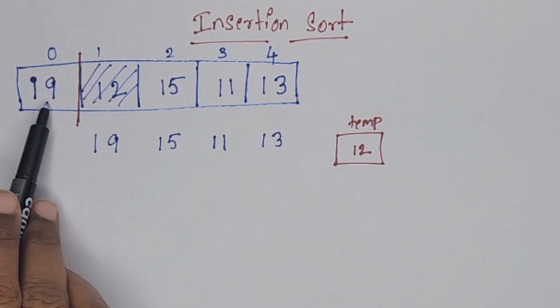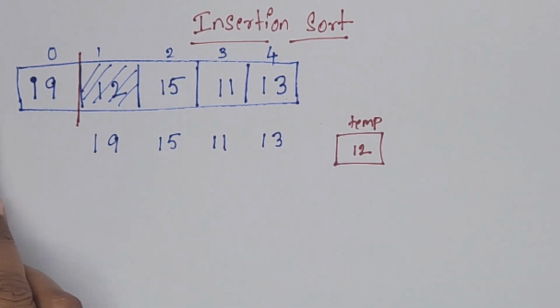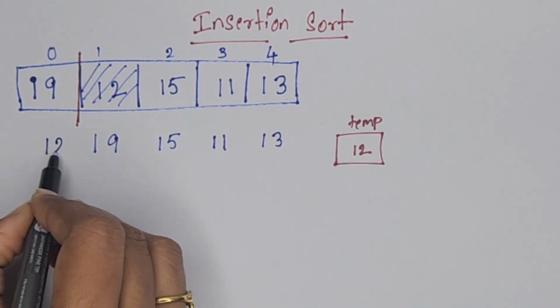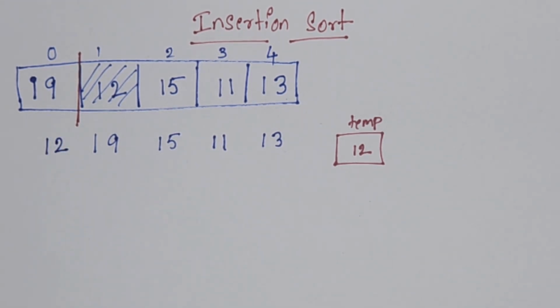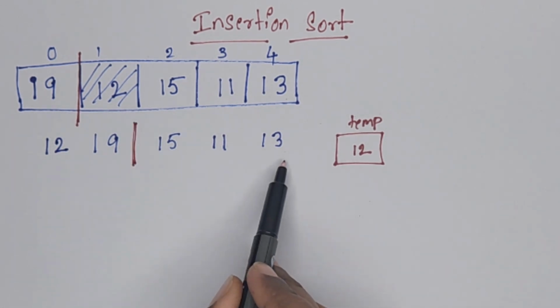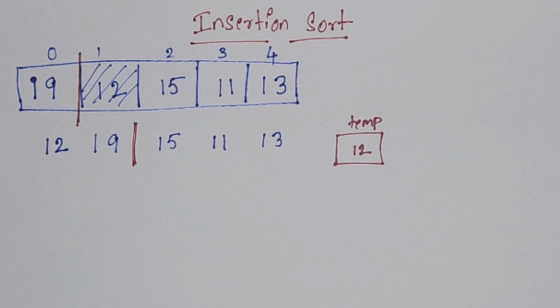Now there is only one element in the sorted array. We have compared 19 and 12. Is there any other element in this list? No. So in this place we can now store 12. Okay, now 2 elements are in the sorted array. The remaining 3 elements are in the unsorted subarray.